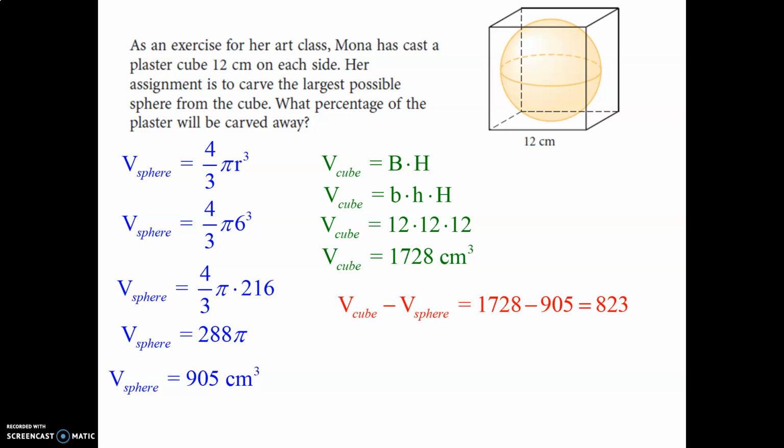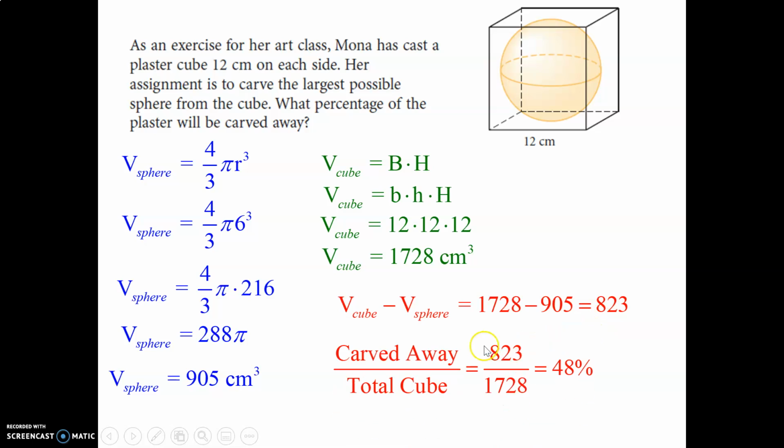So they want to know what percentage of the plaster will be carved away. If I take the volume of the cube and I subtract out the space that is contained there by the sphere, that'll be all the extra stuff that I have to carve away to keep that sphere inside. So I took 1,728 from the volume of the cube, and subtracted the volume of the sphere, 905, and got 823. So now I need a percentage. The amount that's going to be carved away is 823 out of the total cube of 1728. And when I divide that, I get 0.48, or 48%.